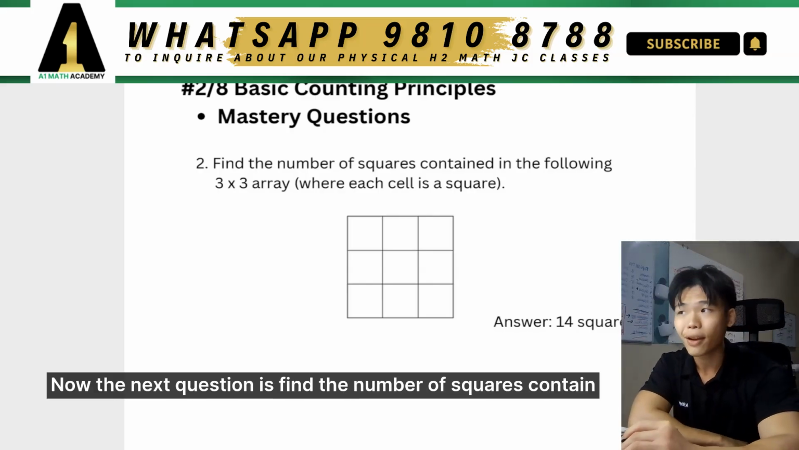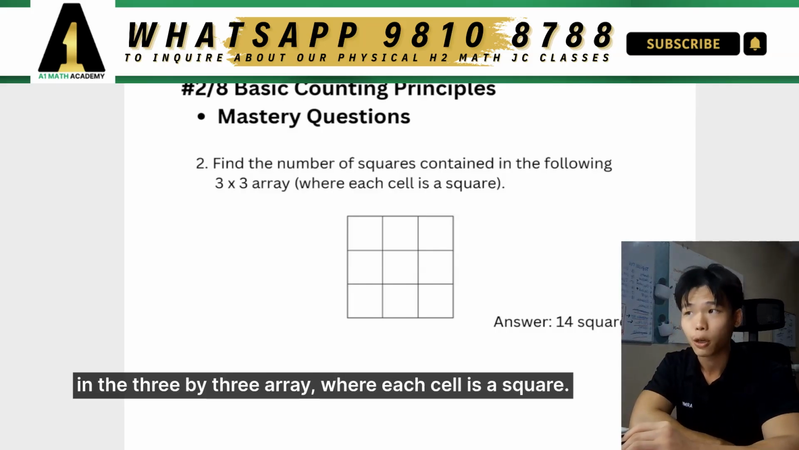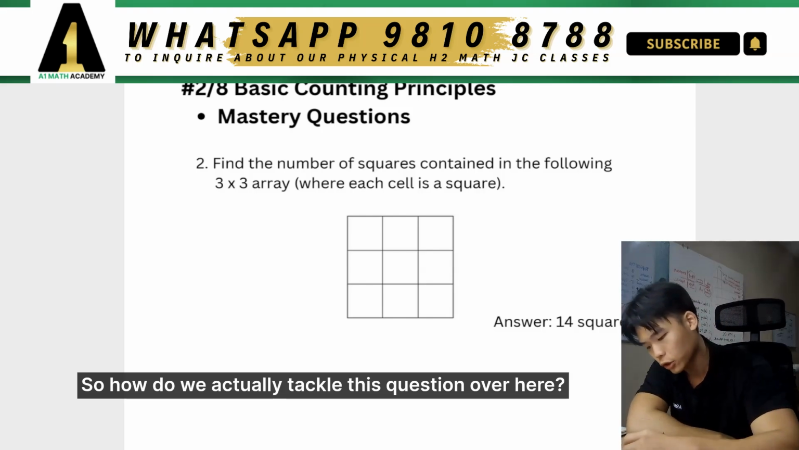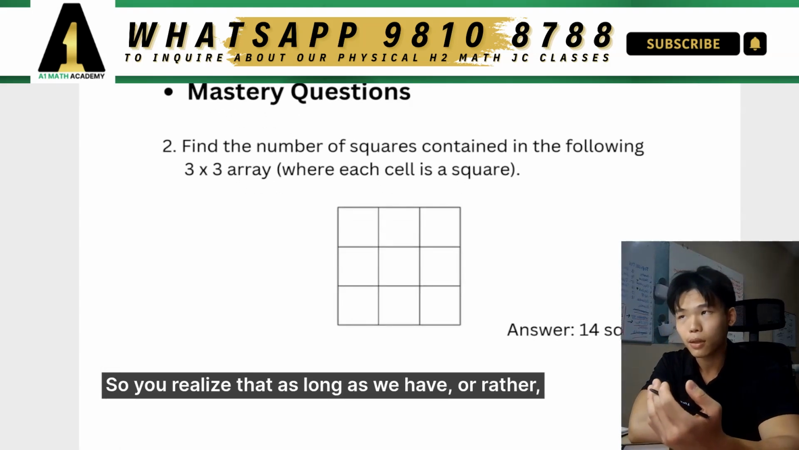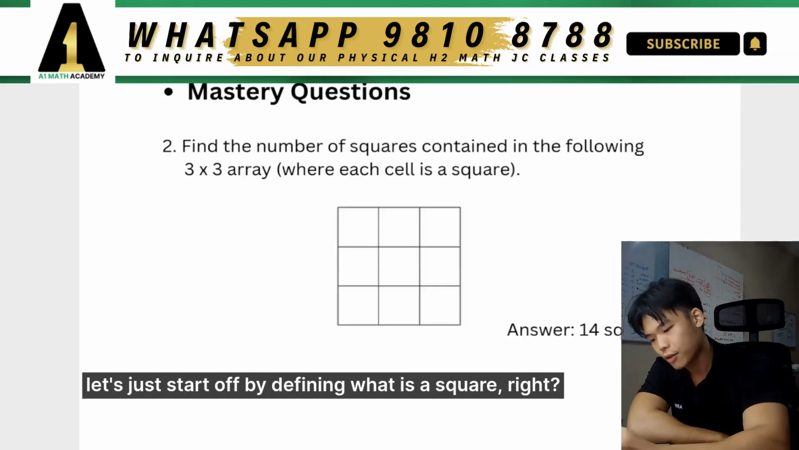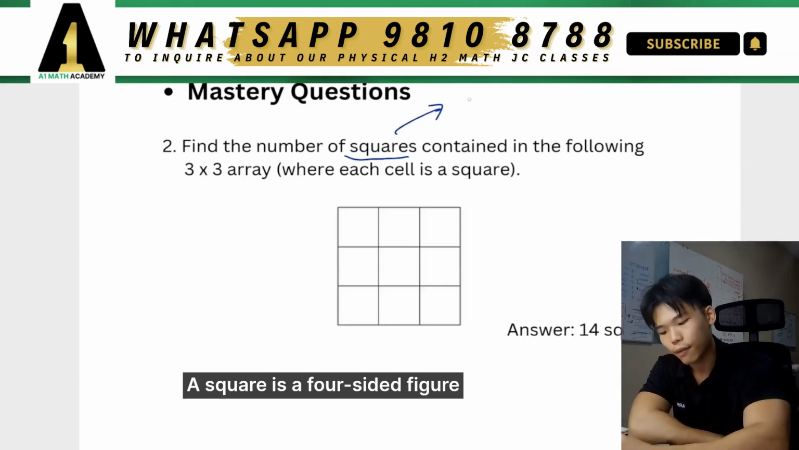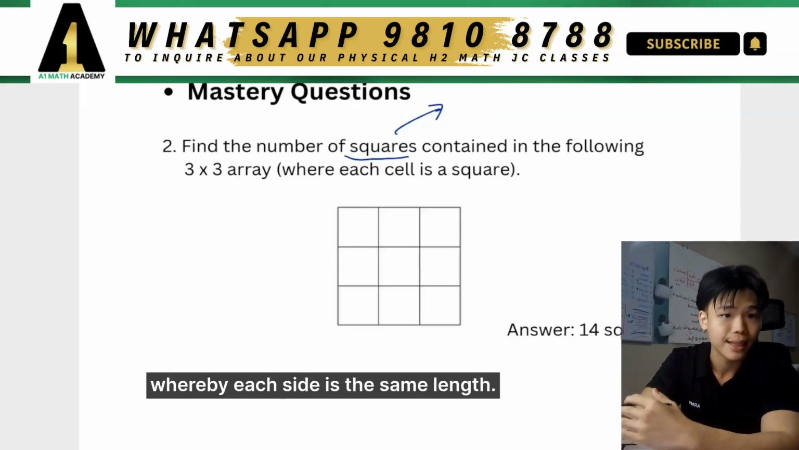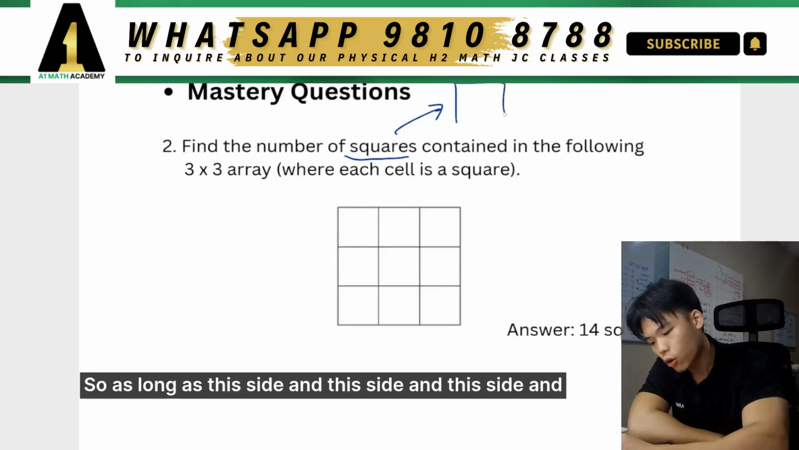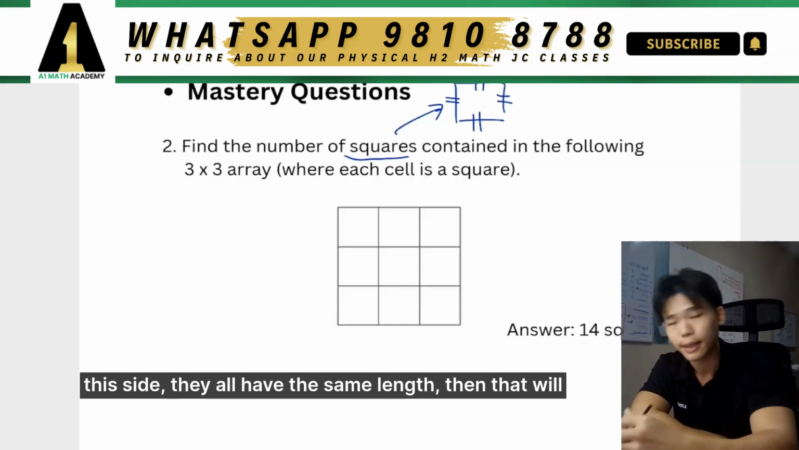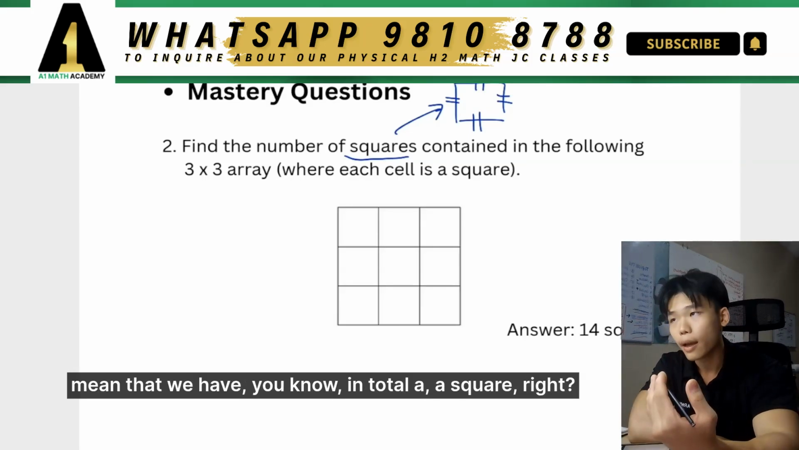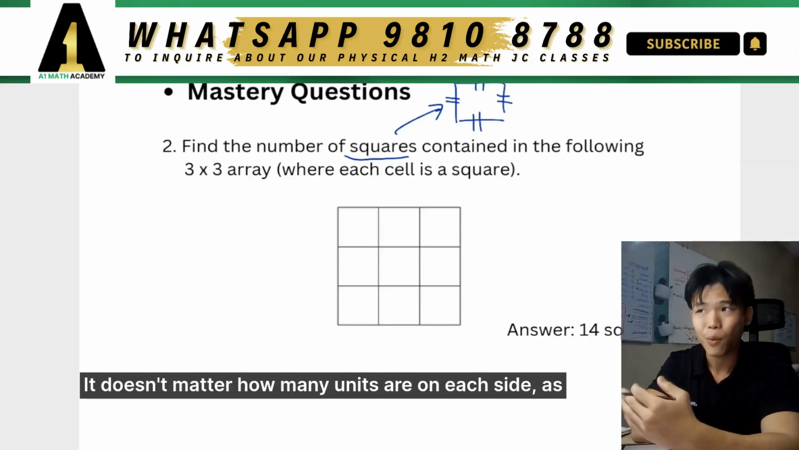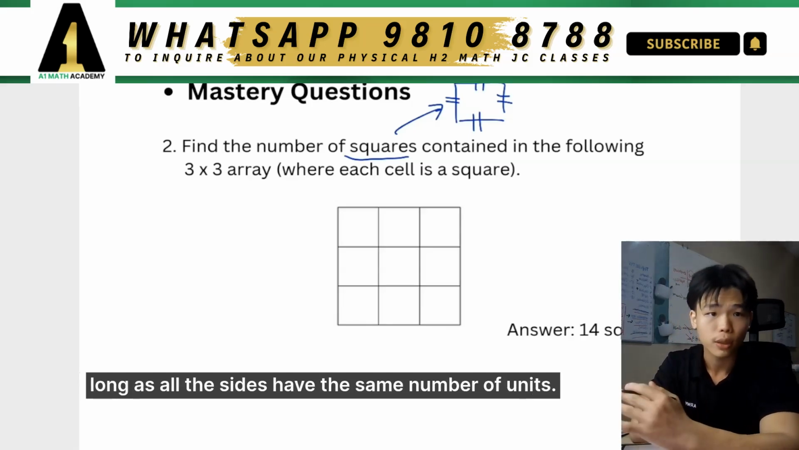Now, the next question is, find the number of squares contained in the 3 by 3 array, where each cell is a square. So how do we actually tackle this question? Let's start off by defining what a square is. A square is a 4-sided figure whereby each side is the same length. So as long as this side, this side, this side and this side all have the same length, then we have a square, right? It doesn't matter how many units are on each side, as long as all the sides have the same number of units.